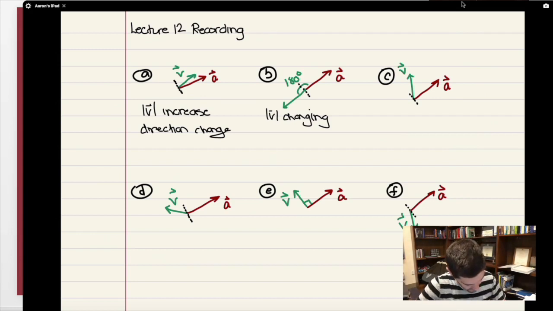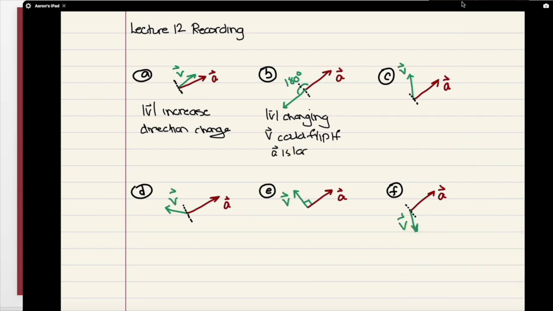So V could flip if A is large enough, or given enough time. So I would say this is likely just a case of slowing down. If the acceleration is large enough or enough time passes, this might be not just slowing down, but slowing down, coming to a stop, turning around.